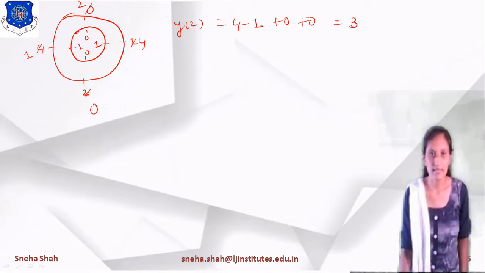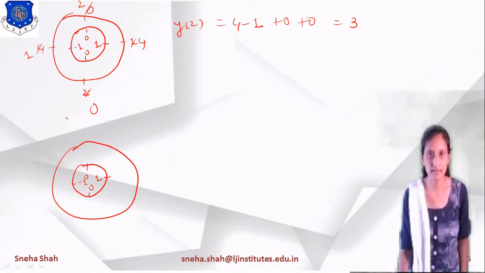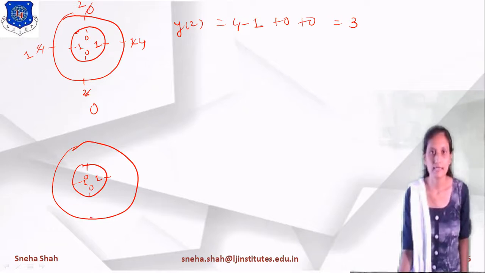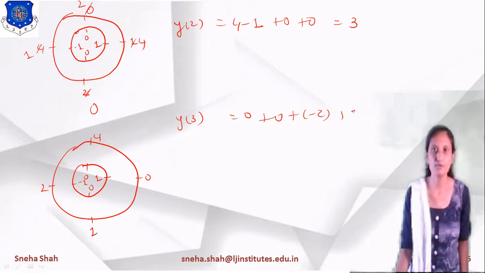Same way, the inner circle is represented as it is, and the outer circle is moved. This circle moves 1 time. So 1 goes over here, 0 comes here, 4 comes here, and the 2 comes here. Now if I multiply these terms, 1 into 0 means 0, which gives the answer of y of 2. 0 into 4 means 0. Minus 1 into 2 means minus 2. 0 into any term is 0. So the overall answer equals minus 2.